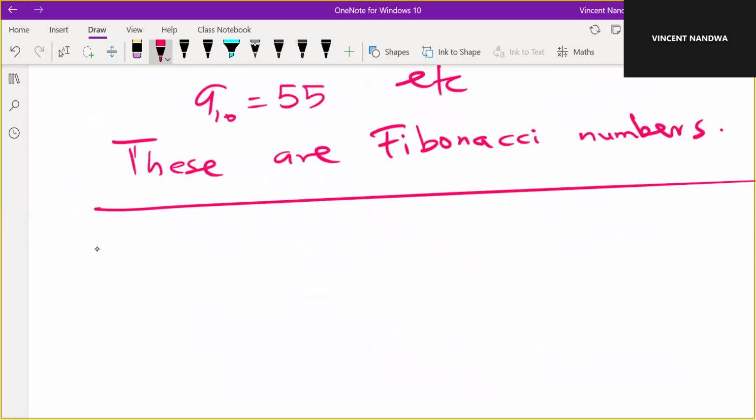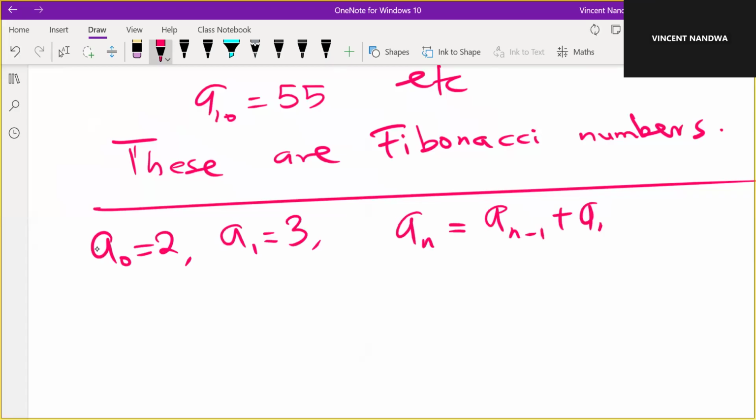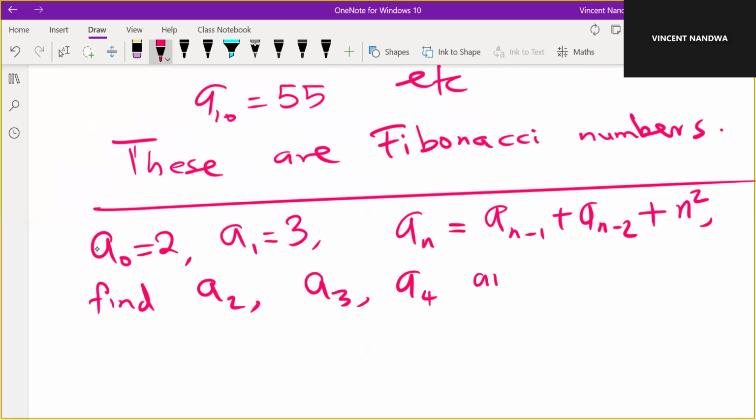Similarly, you can be given a different one. For example, if you are given, say, a_0 is 2, a_1 is 3, and a_n is given by a_{n-1} plus a_{n-2} plus n squared, find a_2, a_3, a_4, a_5.